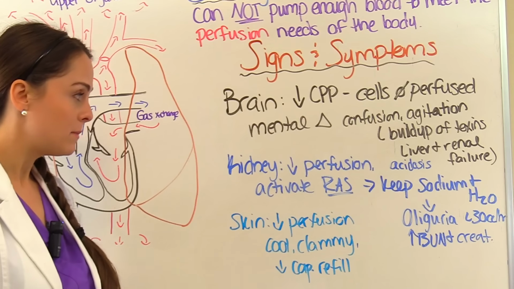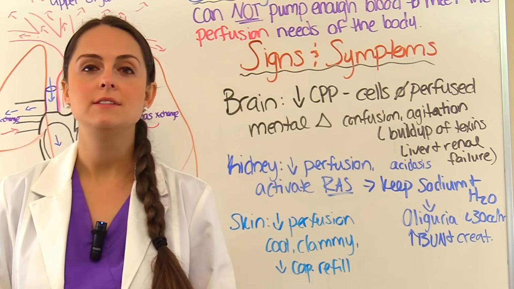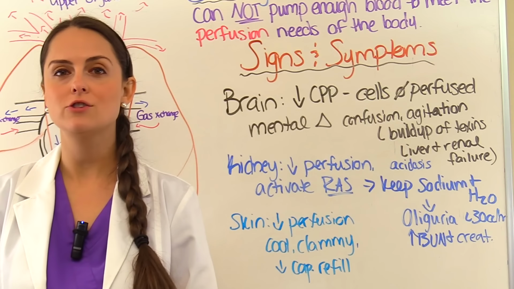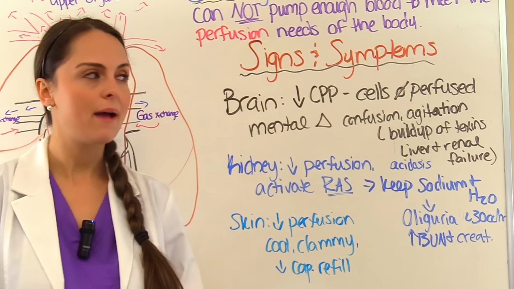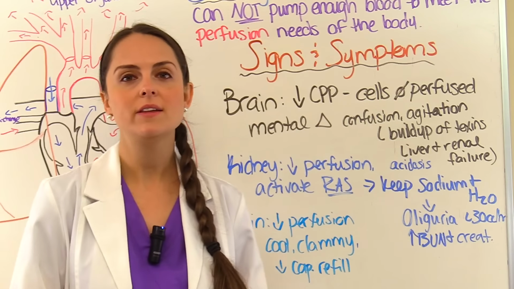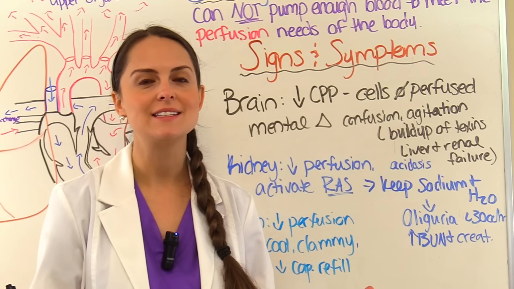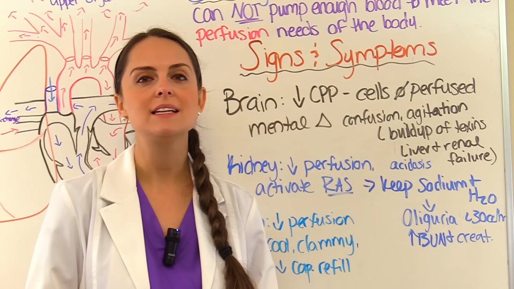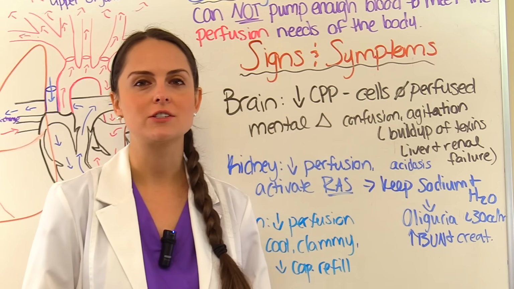So the kidneys can be affected as well. So you can have decreased perfusion to the kidneys, of course, when cardiac output falls. And the kidneys try to, in a sense, save themselves by activating the renin-angiotensin system. And what this does, in a nutshell, is the end result is the release of angiotensin II. And that is a major vasoconstrictor.